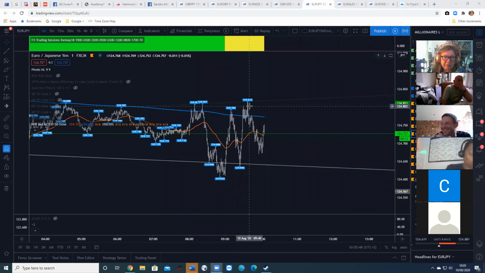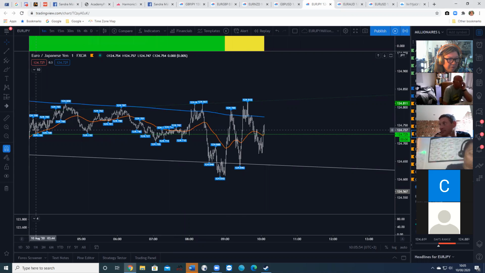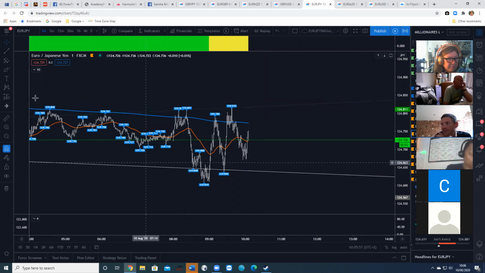Higher highs and higher lows, but it's a sell scan, but as this is the median line, we could take either.